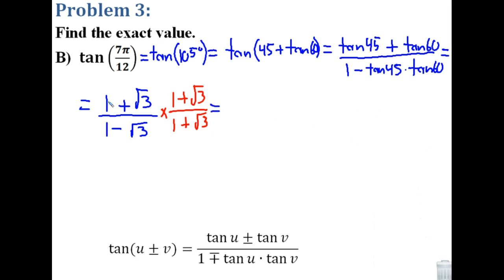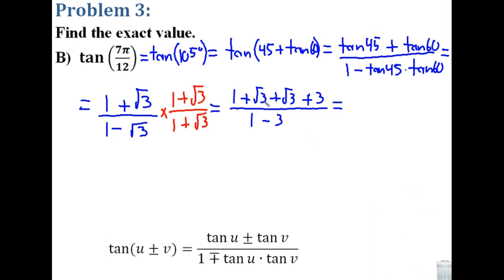Okay, in the numerator, we have to FOIL. First will give us a 1. Outer will give us a root 3. Inner will give us another root 3. And last, root 3 times root 3 will be a plus 3. All right, all over, in the denominator, we can do the first and last, skipping the outer and inner. We have 1 times 1 is a 1. The root 3 and negative root 3 would cancel once again. Then for the last, we have a negative root 3 times a positive root 3. That'll just be a negative 3.